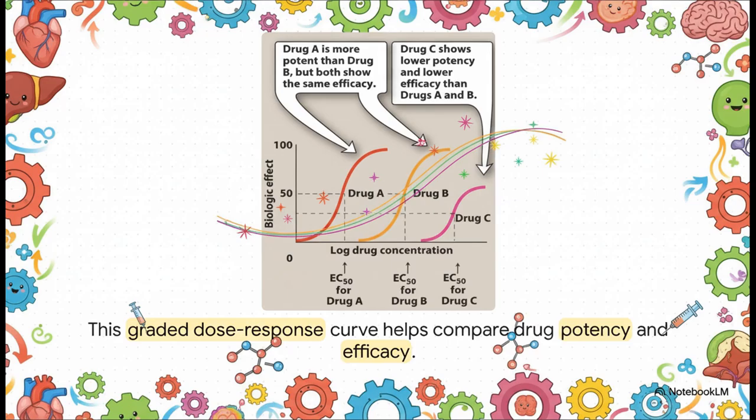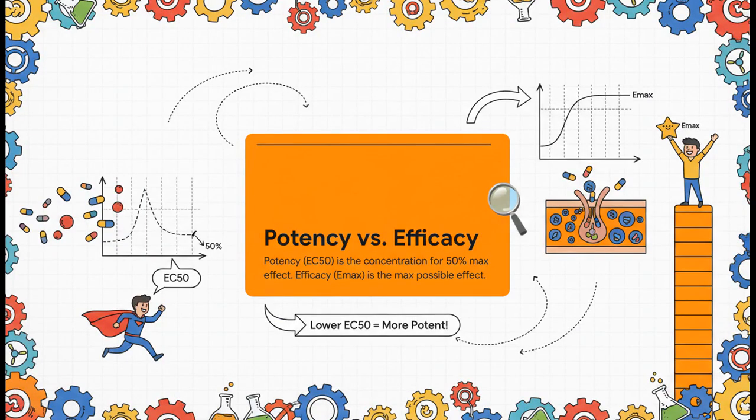Look at this graph with drugs A, B, and C. See how their curves are in different places? One is shifted to the left and one is taller than the others. These visual clues are telling us about two absolutely essential properties of any drug, its potency and its efficacy. So let's lock down those definitions.